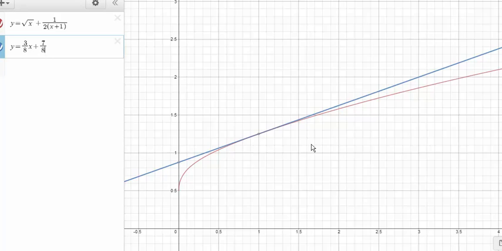And what I want you to notice is this blue line right here is tangent. At least it looks like it's tangent at the point where x is equal to 1. So where x is equal to 1, if I go up, it looks like this blue line is actually tangent to the red curve, which is what I'm looking for. I want to find the line that's tangent at the point x equals 1. And it looks like I found that.